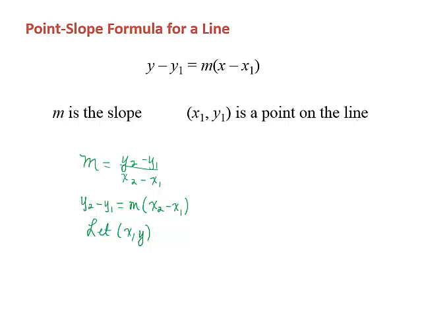This is another method that we can use to write the equation of a line. We've already talked about the slope-intercept form as a tool to write the equation of a line, but if we know a point and a slope, we can just simply plug into the point-slope formula and get the equation as well.